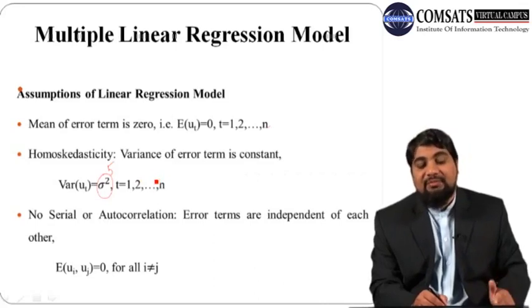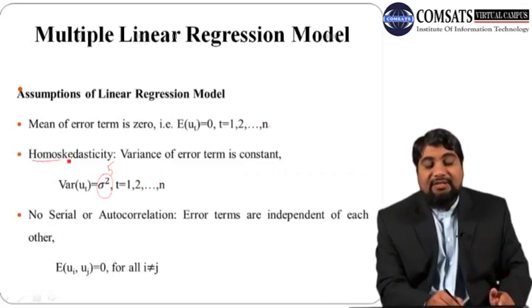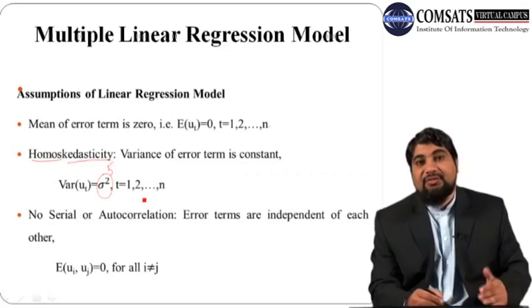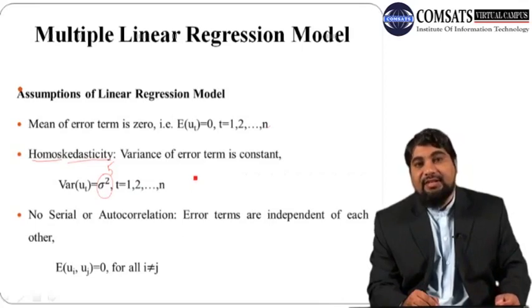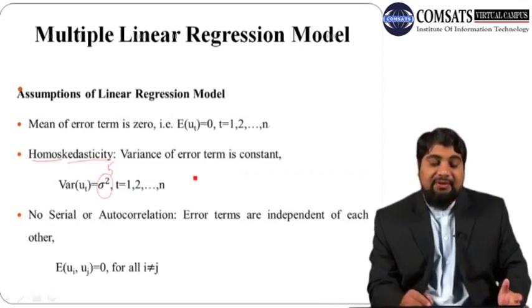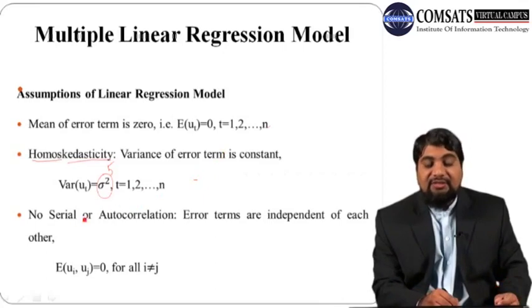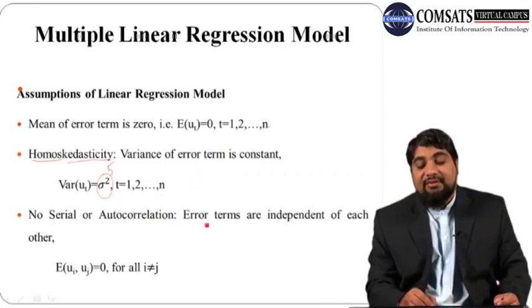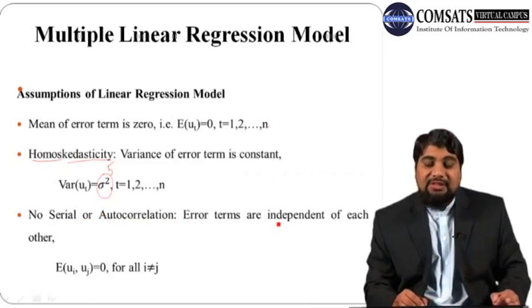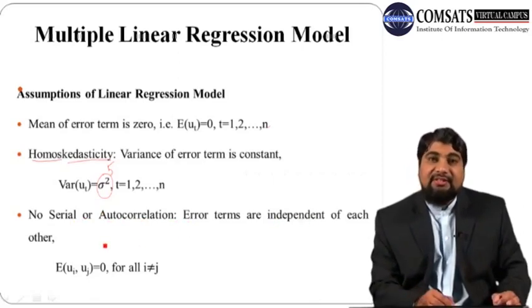So it means variance of error term is same for all t. So homo means same, and skedastic means dispersion or spread. So since variance measures spread, homoscedasticity means the constant variance or spread is same. So next assumption is no serial correlation or no autocorrelation. So error terms must be independent of each other.